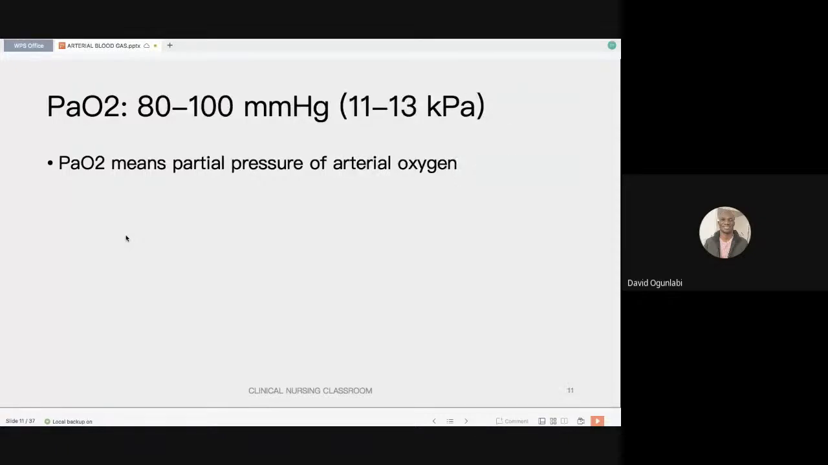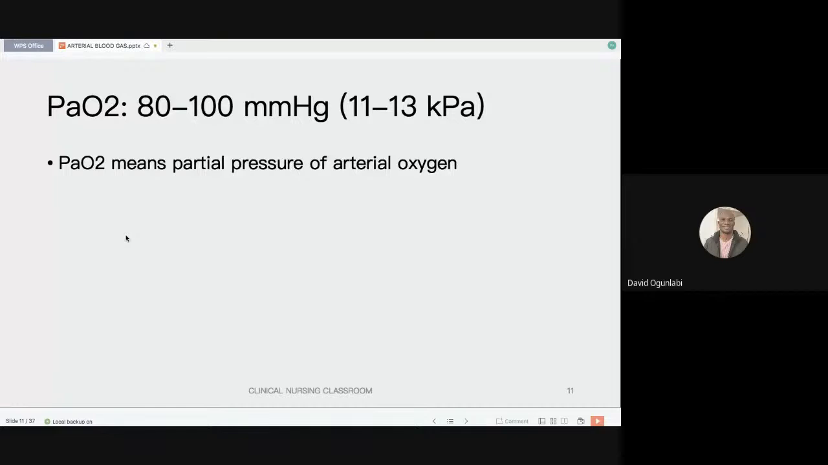Let's go on. Then we have PaO2. PaO2 is the partial pressure of arterial oxygen in the body. It can also be called PO2. It is not really very important in arterial blood gas analysis, but I will tell you what I mean later. So the normal value is 80 to 100 millimeter of mercury.